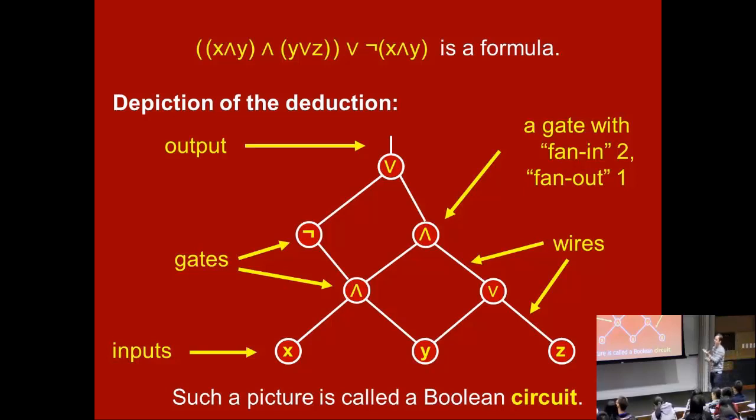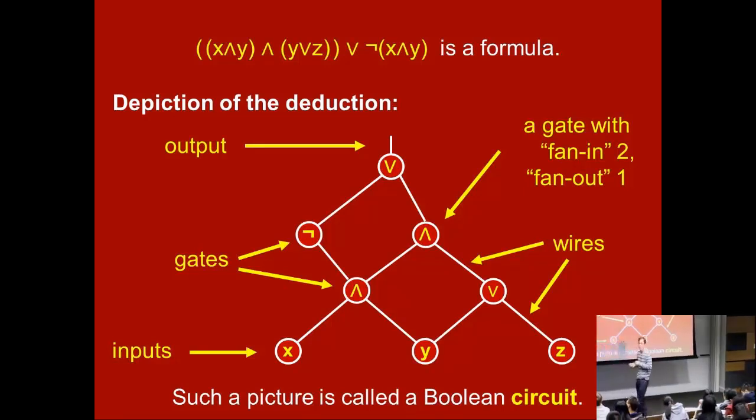Can somebody say what the main difference is between this circuit and the formula tree? Yeah? I mean, you have nodes with more than one parent. It's not a tree, it's more of a graph. Yeah. This is not a tree, for example, because some nodes have more than one output. Another way to say it: in a circuit, there's a concept of a gate having fan in, which is the number of wires coming in, and fan out, which is the number of wires going out.